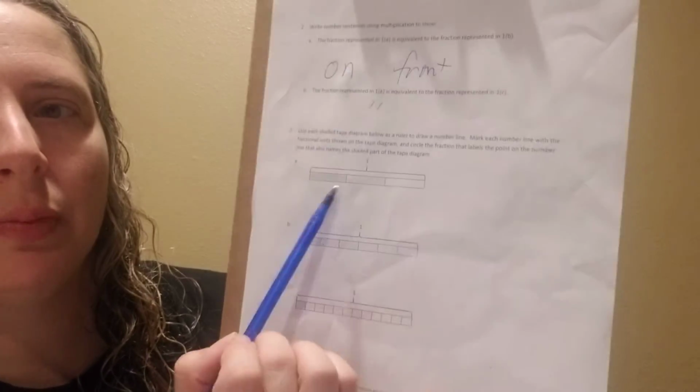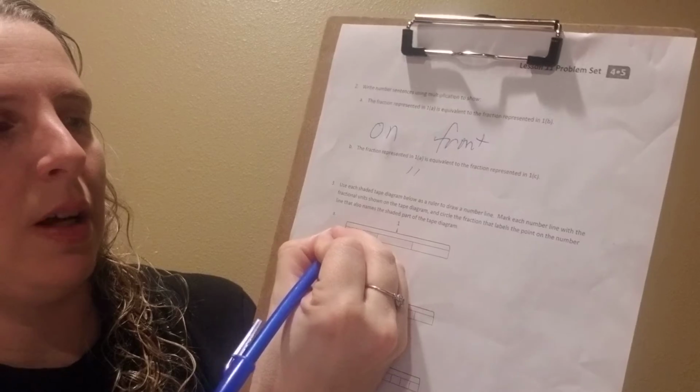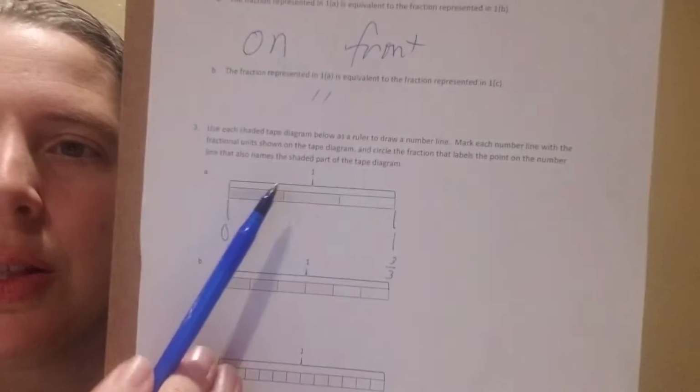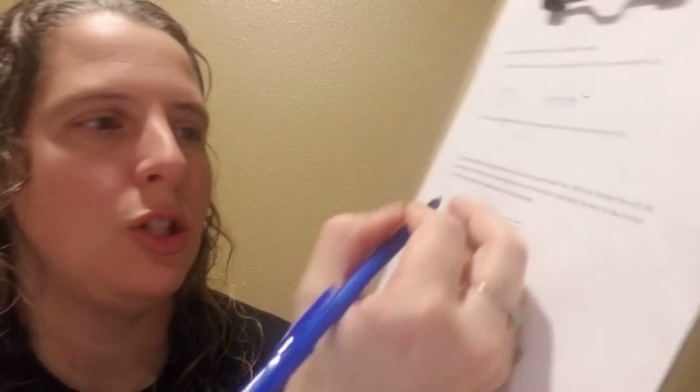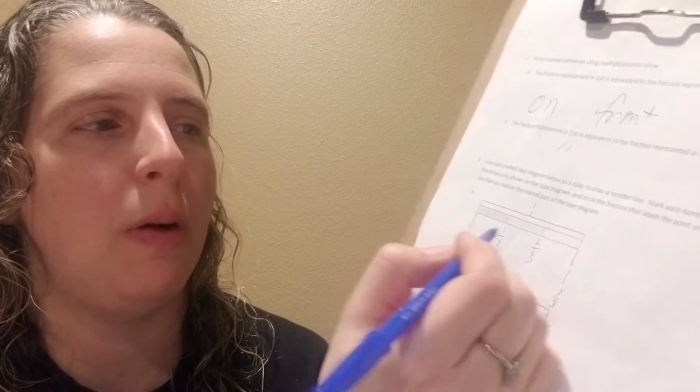This is one whole. How many pieces is it broken into? 3. So this one is 0. We know that. This one is 1, which is 3 parts out of 3. Okay? So then this line right here is 1 part. So it's 1 out of 3. And this is 2 out of 3. Okay? Circle the shaded part.